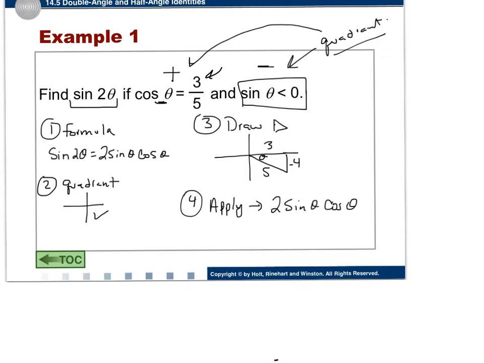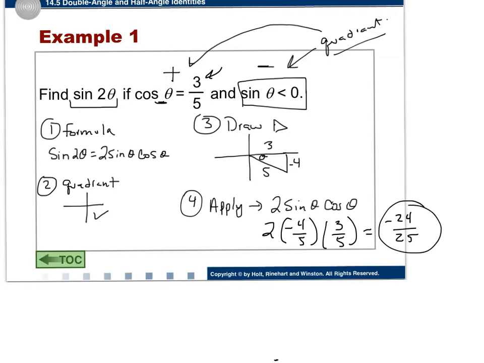I don't know what the angle is. I don't need to know what the angle is, because if I have one of the trig ratios, I can draw a triangle, find all the information I need, and find what the new trig value is if the angle was doubled. Now I just put in my sine value, which is -4/5, and my cosine value, which is 3/5, and then I multiply the fractions, and I get -24 over 25. Boom, and that's my trig value.